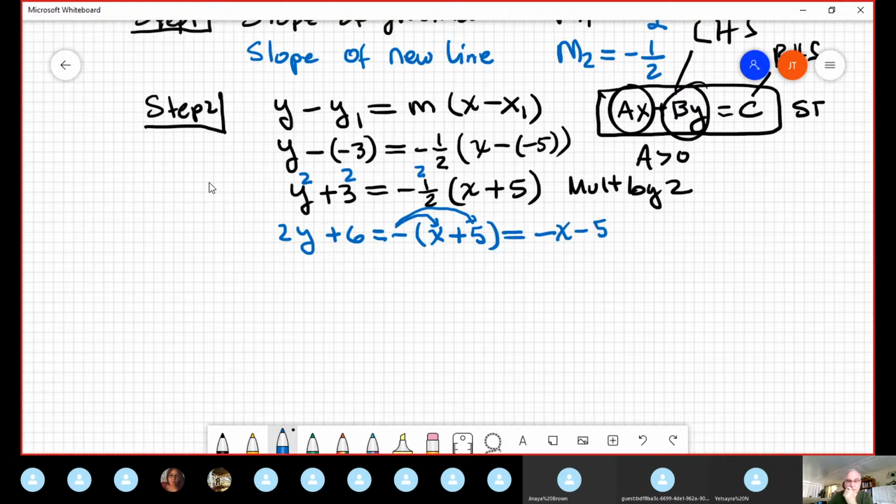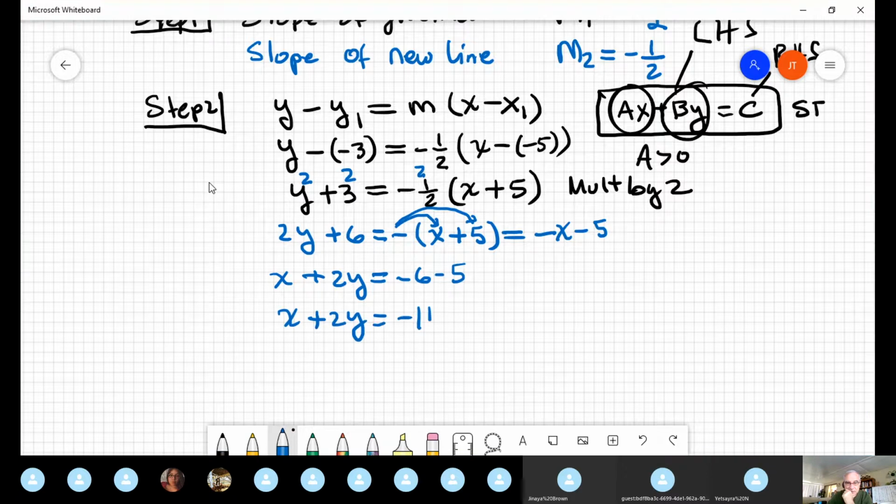And now the crucial moment of the organization. I move the variable x and y to the left-hand side. For example, I move this here, put it in the first place, like a positive. 2y stays in the left-hand side. This 6 I move to the right-hand side, like a -6, and -5 stays. So we combine, finally, -11, and this is my final answer.